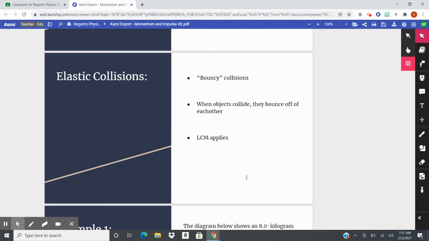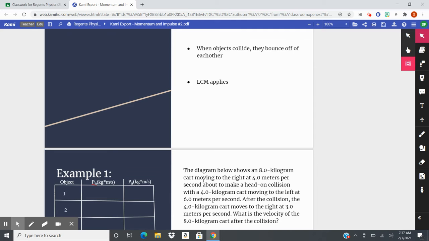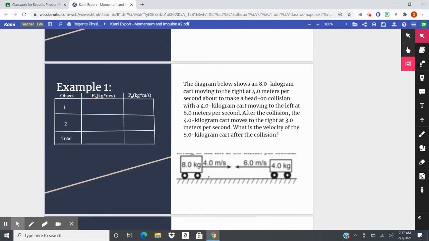Again, we still have the law of conservation of momentum. And now what does that mean? That means that the momentum before the collision is equal to the momentum after the collision. So let's look at this in a couple examples so you guys will then be able to go off on your own and complete the problems.